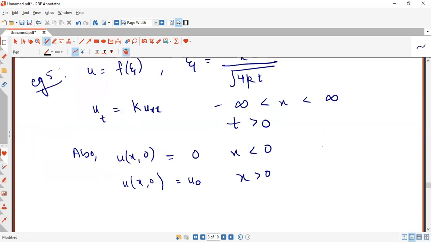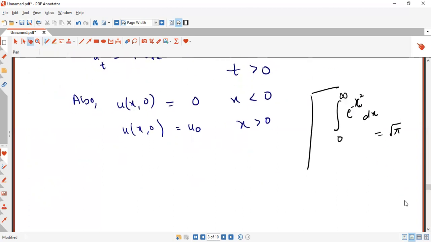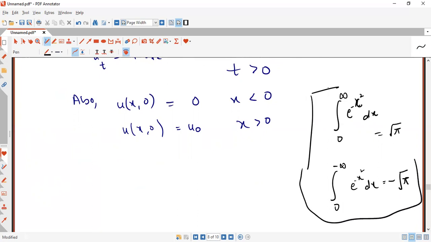Also, there's one rule to review here, that the integration of e to the power minus x square dx from 0 to infinity value is root pi. And if you have 0 to minus infinity, then the value is minus root pi. Alright. This in particular we are going to use. You have to keep these integrations in mind. Now solve it.